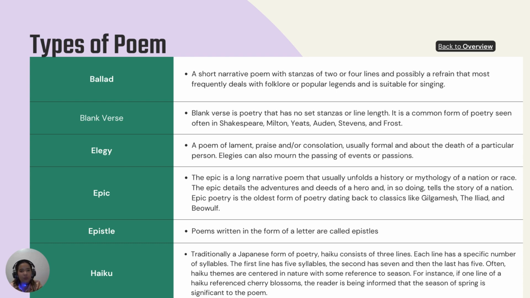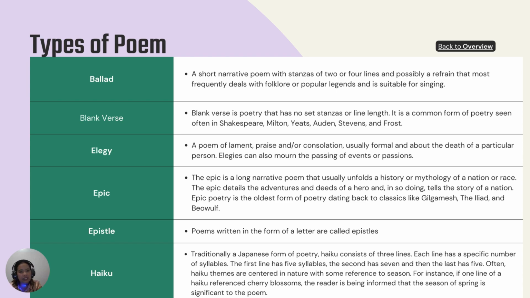The most frequent deals with folklore or popular legend and is suitable for singing. The second one is blank verse. Blank verse is poetry that has no set stanzas or line length. Usually this is more of a free verse, a common form of poetry that is seen often in Shakespeare, Milton, Yeats, Auden, Stevens, and Frost.